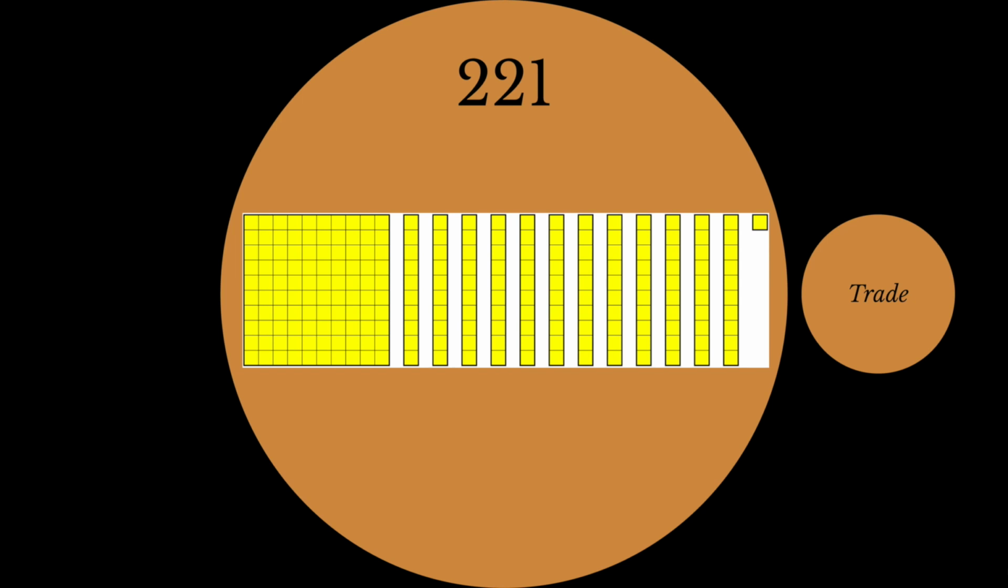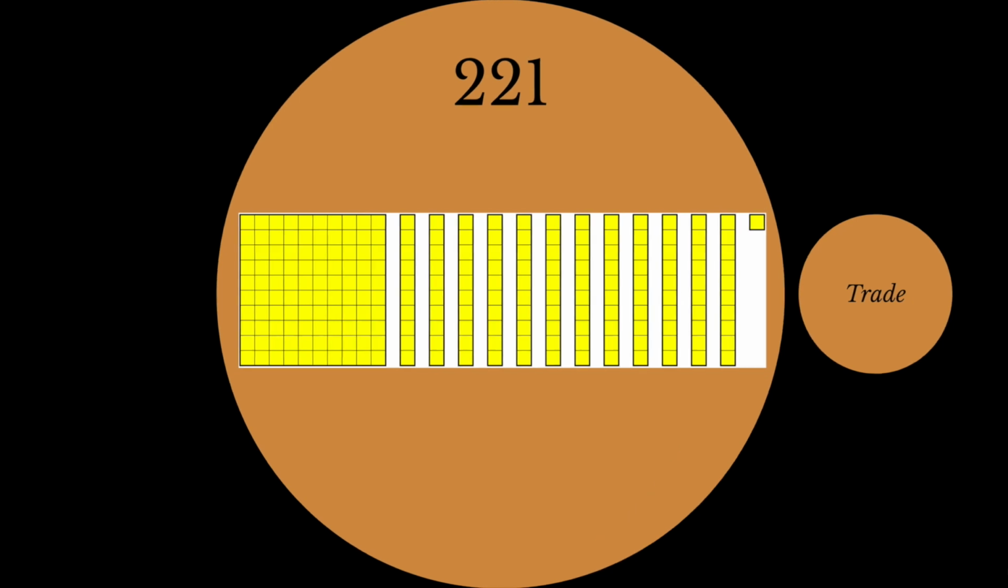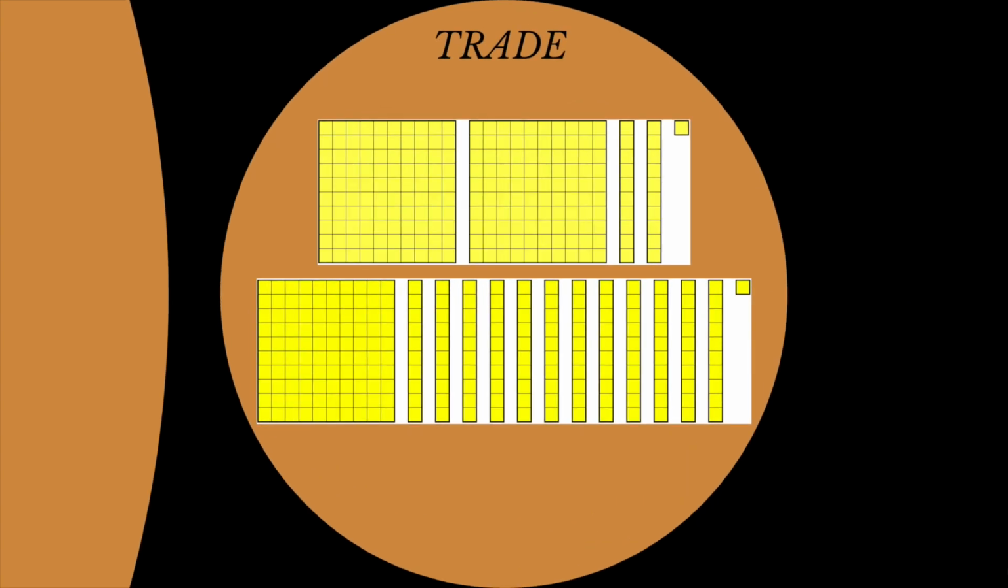Another way to make 221 is to think of it like this, with 1 flat, 12 longs, and 1 cube, which is 100, 12 tens, and 1 one. And we got here by taking the second flat and turning it into 10 longs. So the value is still 221, it's just represented in a different way. It's been expanded differently.